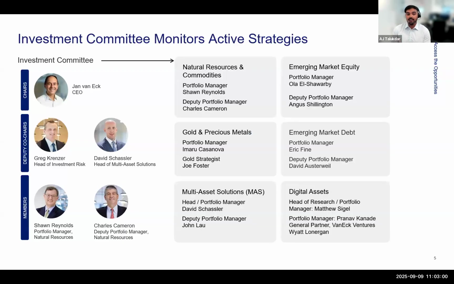And this is our investment committee. Our strategies are actively monitored by a diverse investment committee. Leaders such as Jan VanEck, our CEO, John Reynolds, Greg Krenzer, David Schassler, and others oversee strategies across natural resources, emerging markets, gold, debt, multi-asset, and digital solutions. Each person here has decades of industry experience. This team-driven oversight ensures our solutions, including TruSectors, are developed and managed with rigor and balance.